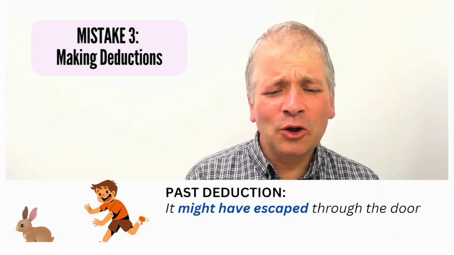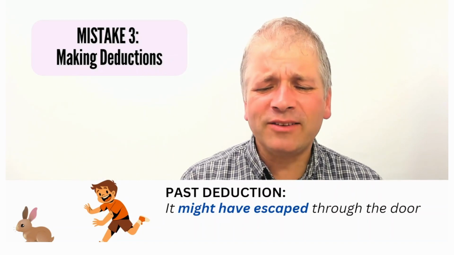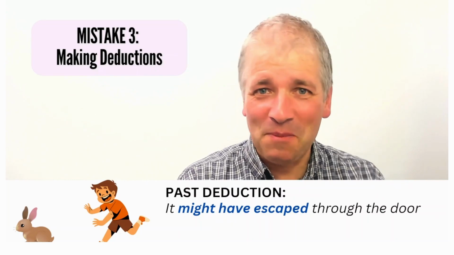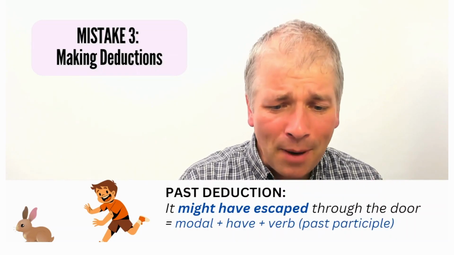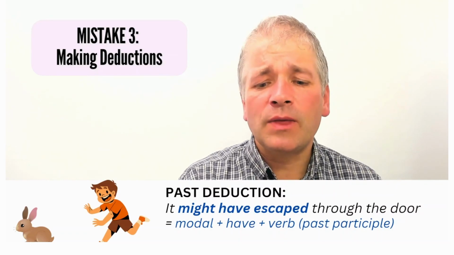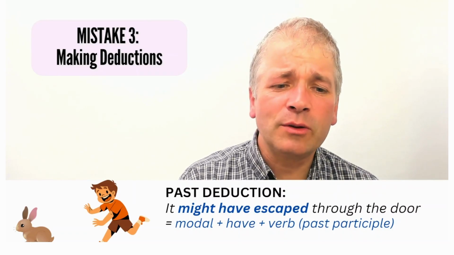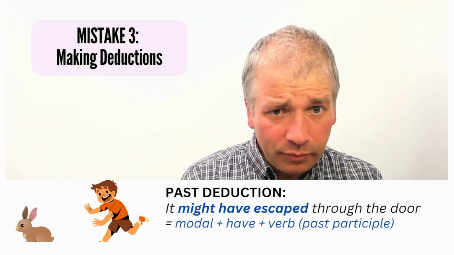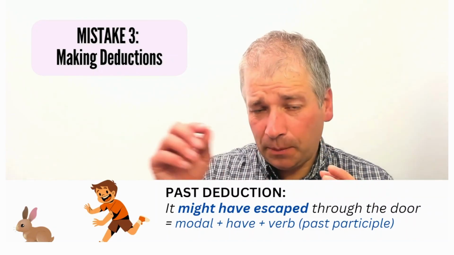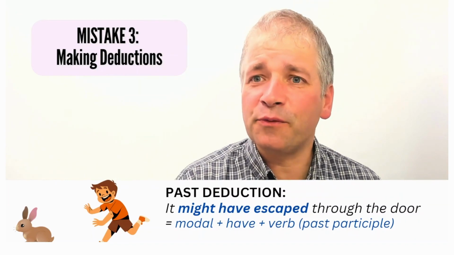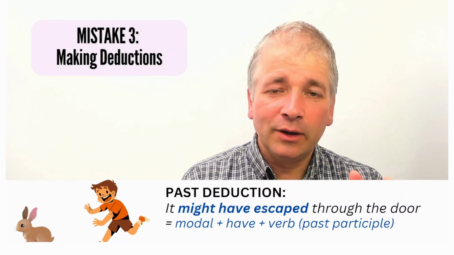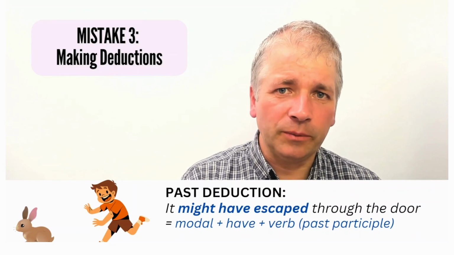Well, looking at a past deduction, it might have escaped through the door. Maybe someone opened the door and they forgot to close it. So here we have the modal, might. Then we have have, which is the way that we put something into the past after a modal. And then we have the verb in the past participle form. So might can be used for logical deduction.